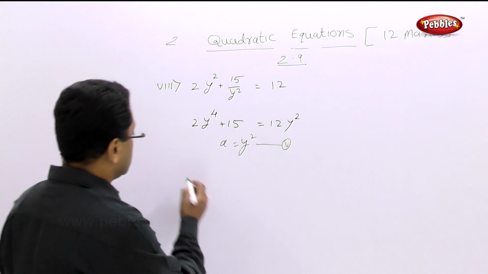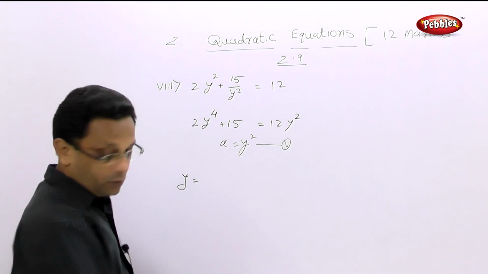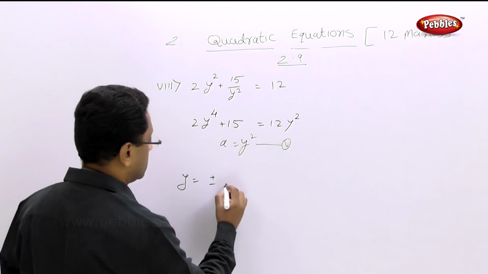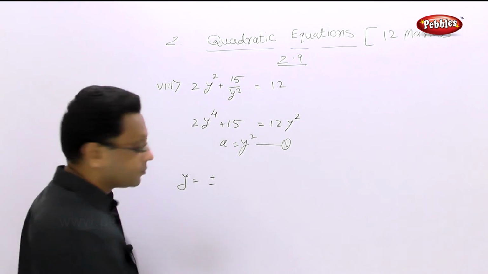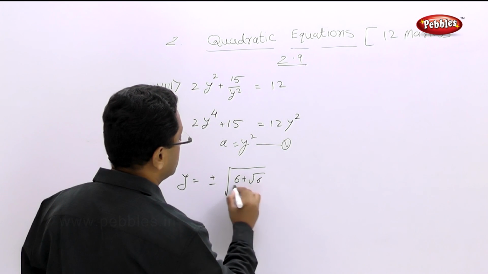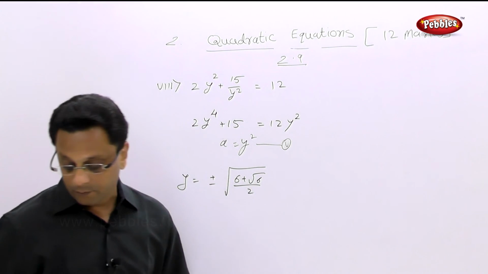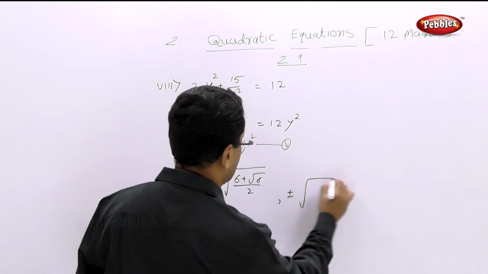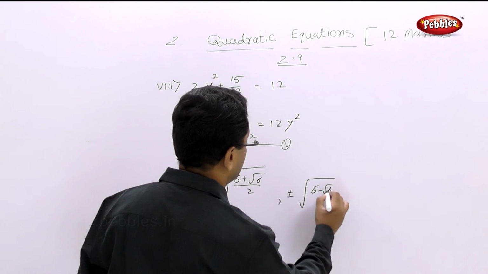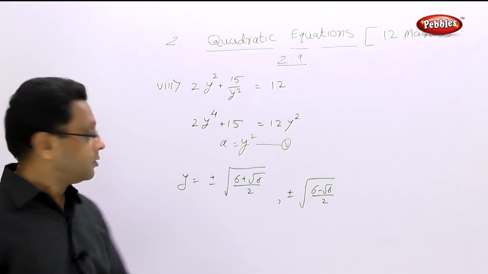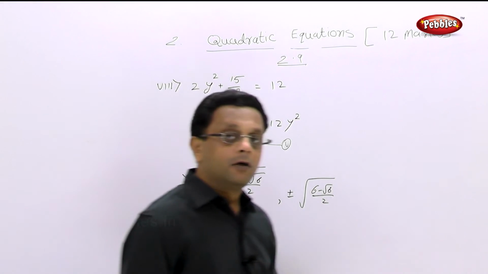The answer for this sum is y is equal to plus minus root of 6 plus root 6 upon 2 and plus minus under root 6 minus root 6 upon 2. So these are the 4 values of y you get here.